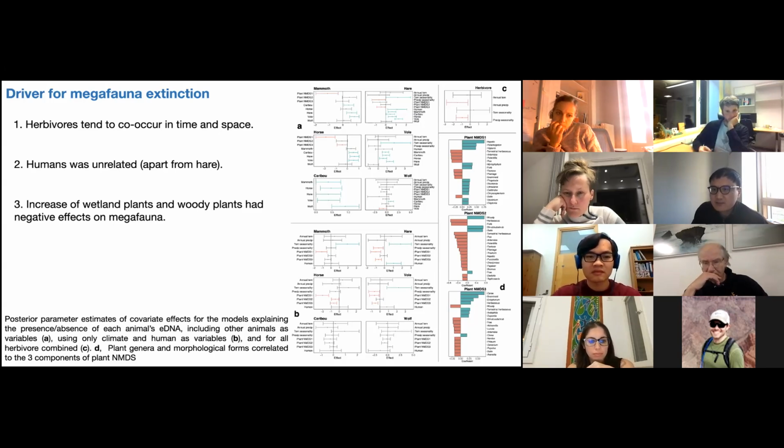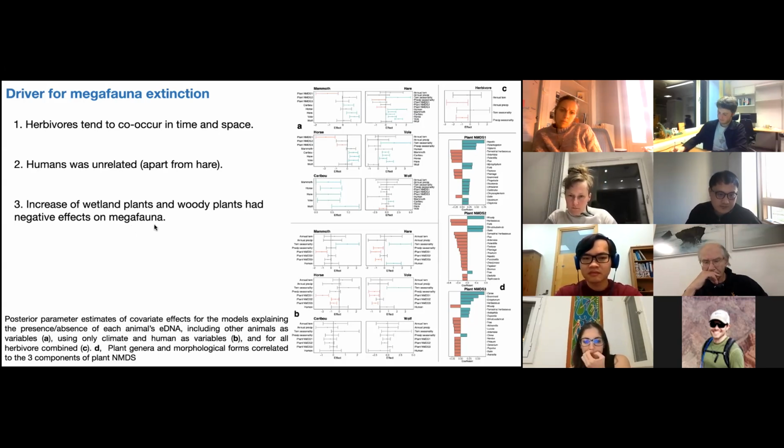Component 1 basically represents aquatic against terrestrial herbaceous plants, while component 3 generally represents woody against herbaceous plants. So the increase of wetland plants and woody plants, the forest, had a negative effect on the megafauna distribution. And if we merge all the herbivores together into one factor, which makes sense because they are highly likely to co-occur, we found temperature is actually not significant.